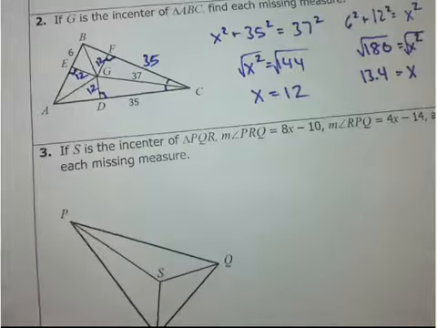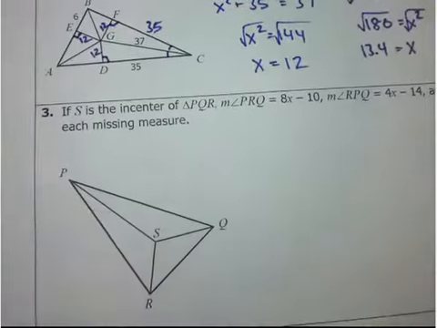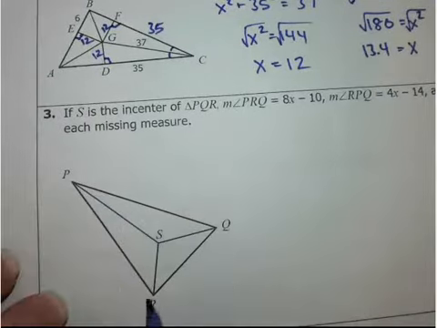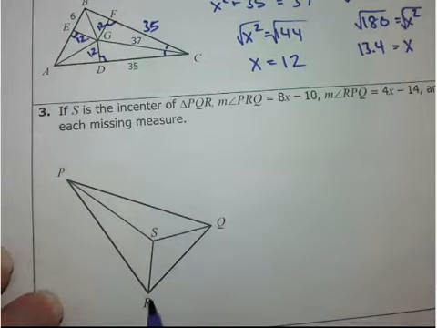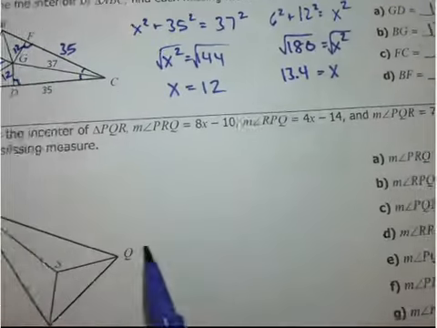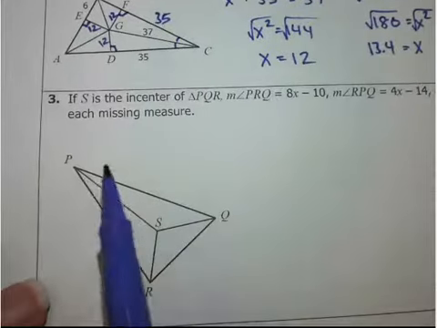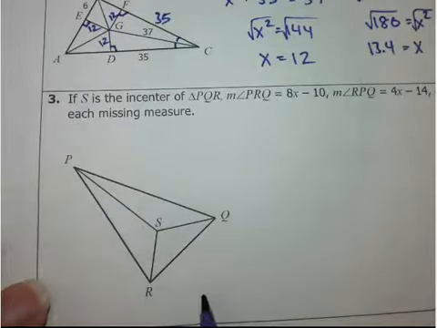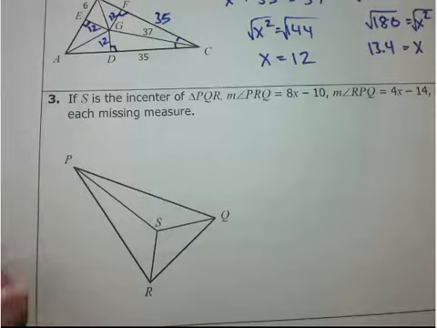All right, number 3, this is a little bit different, now we're actually focusing on the angles. If you've noticed, we haven't really done much with the angles on this one, even though we're using the angle bisectors. If S is the in-center of triangle PQR, the measure of angle PRQ, so they're giving us PRQ, this whole angle measure, and we have an algebraic expression. And then we have RPQ, and that's that right there, and then we have PQR, this entire angle over here. So find each missing measure.